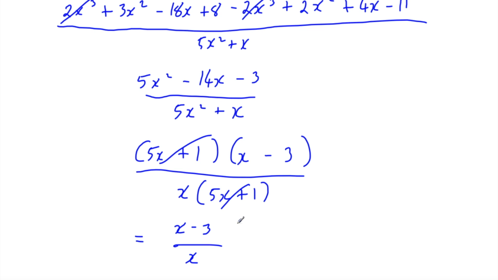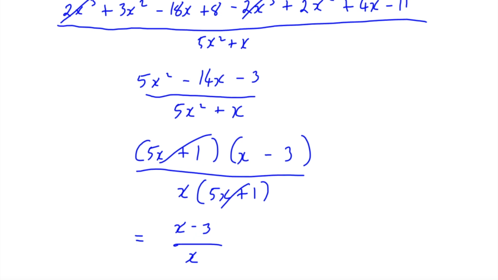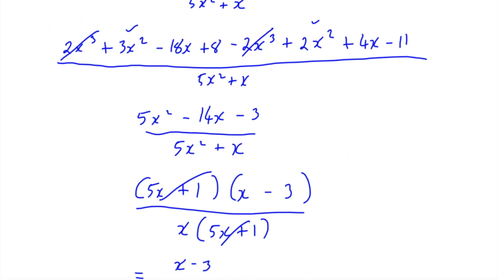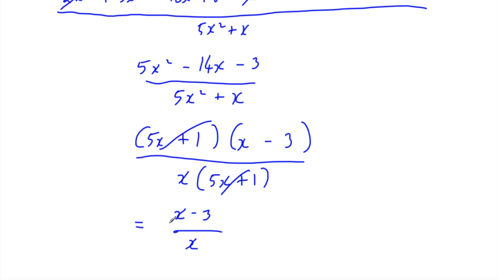And that's how I would just write my answer. I suppose you could write it if you wanted to as 1 minus 3 over x, but I probably would just leave it like that. And if you look at the question, which was really messy and complicated, it's a really simple answer. That's how I would write my answer.